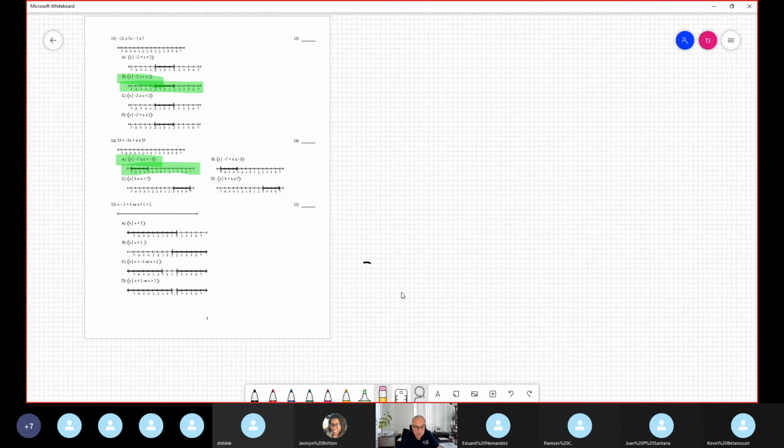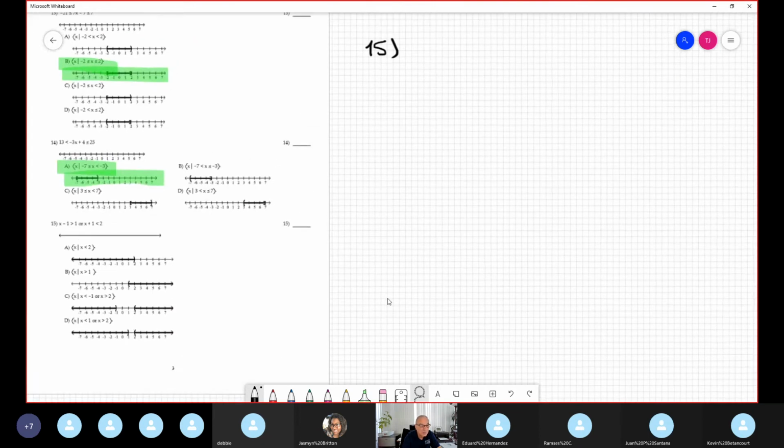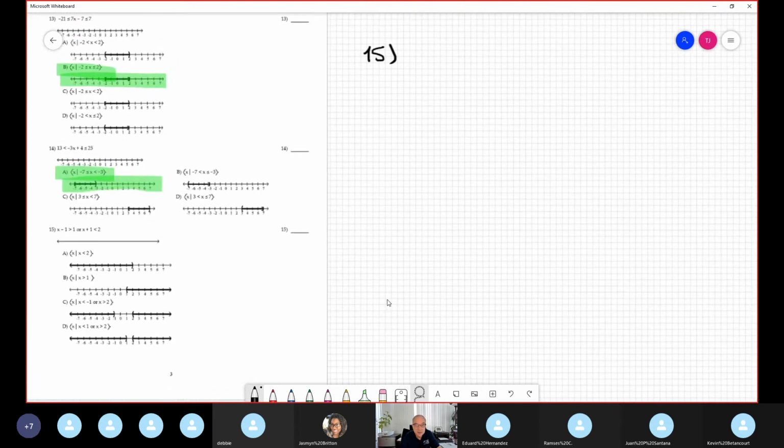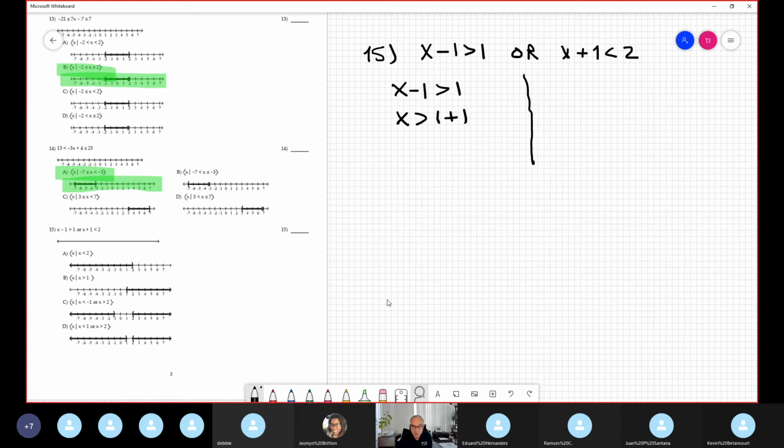Erase this. Okay. Now 15. Oh, 15 is nice. Why nice? Because it's the first inequality we are solving using OR. It's x minus 1 greater than 1 or x plus 1 less than 2. And likewise, you solve it separately. Let's focus on the first inequality. x minus 1 greater than 1. x greater than 1 plus 1 is 2.